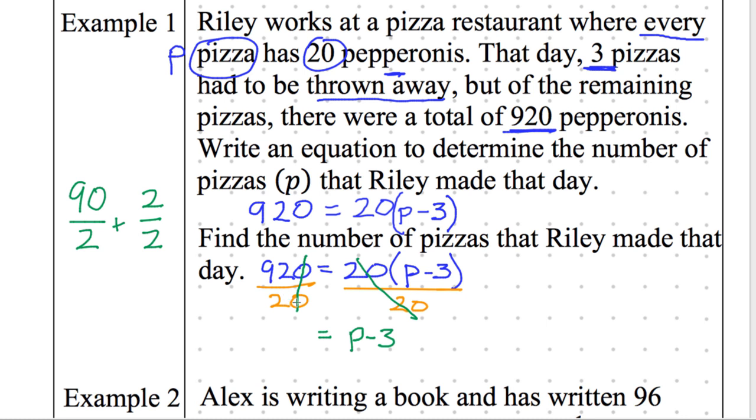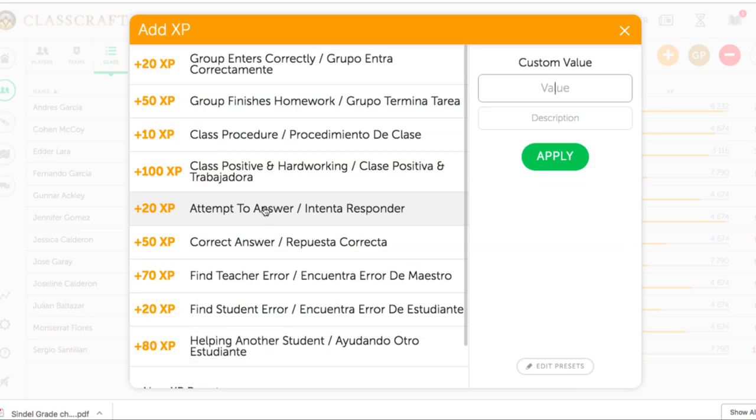All right, so I need a quiet raise hand for 92 divided by 2. Fernando? 46. What do you guys think? Thumbs up, thumbs down? It is 46, yep. 46, so Fernando, there's your XP.